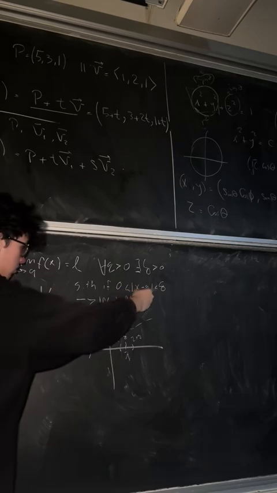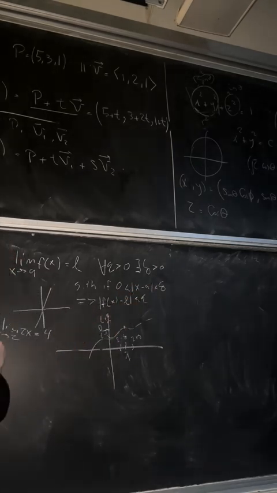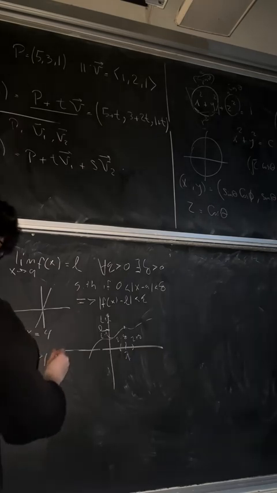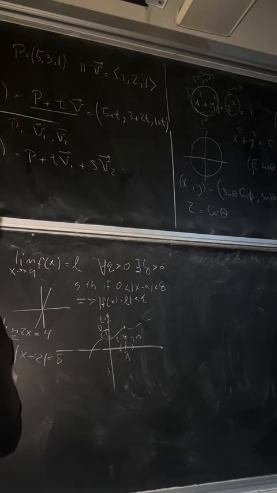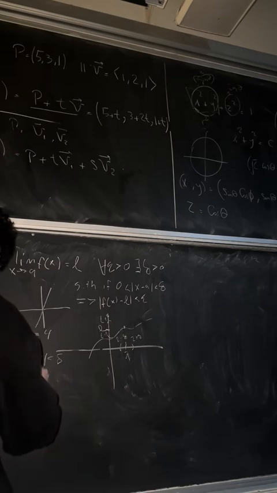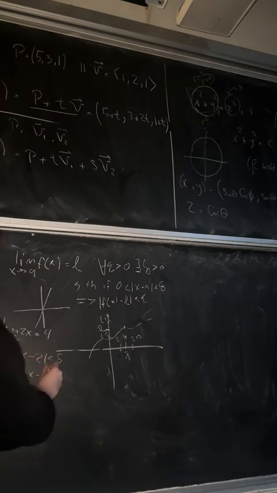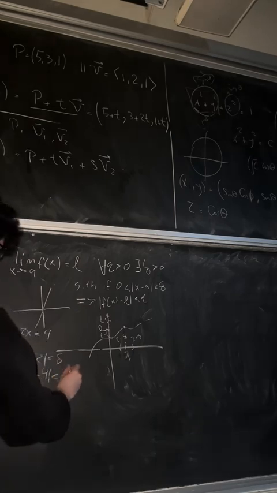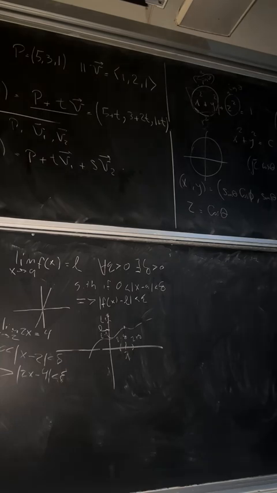So if we plug this directly into the definition, what this is saying is if 0 is less than the absolute value of x minus 2, where a is 2, and this is less than delta, then f of x, which is 2x, minus L, 4, is less than some epsilon. Okay. So how you go about doing these delta epsilon proofs is you need to prove that this is true to prove that this limit is actually true.